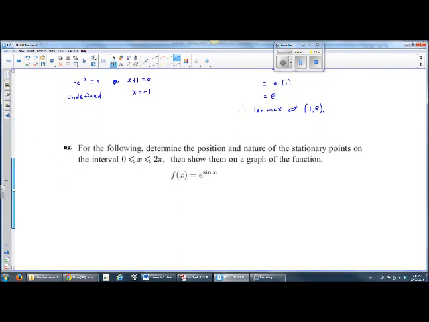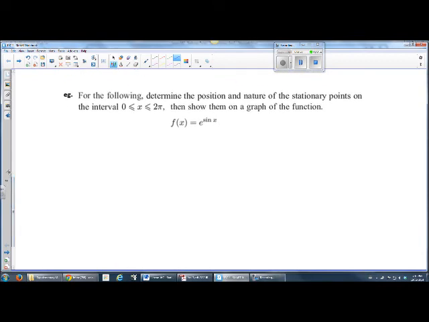For this example, we want to again determine the position and nature of the stationary points on the interval from 0 to 2 pi, and then show them on a graph of the function. So here is the function f of x equals e to the sine x. I will take the derivative of this, and we get e to the sine x multiplied by cosine x. I'll bring the cosine x to the front here.